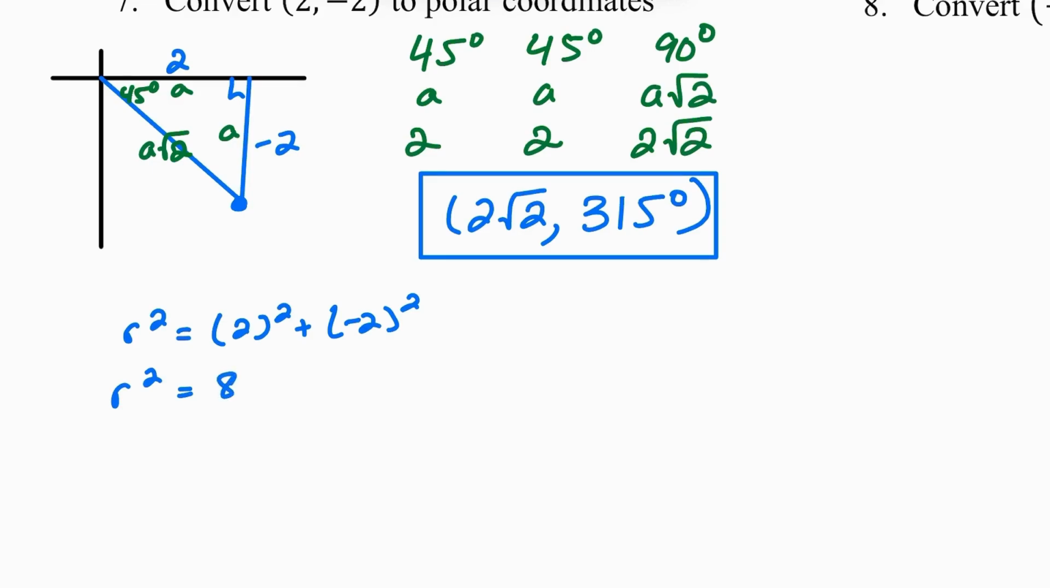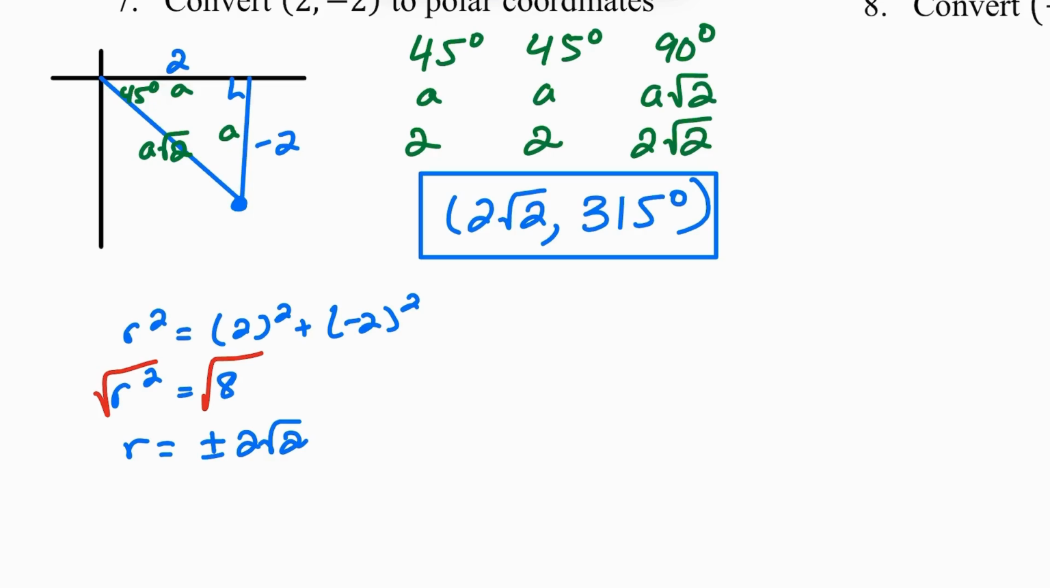If you add those up, you get 8. But if you square root 8, you end up getting 2 root 2. So I'll show that. So that's how I get that radius. And again, your radius could be positive or negative depending on what angle you use.